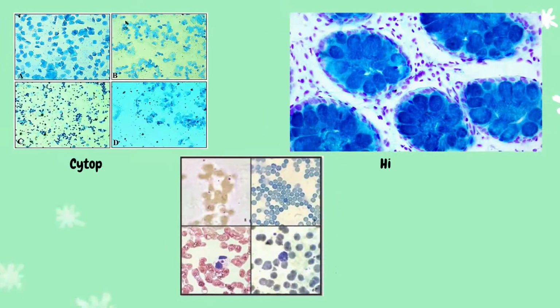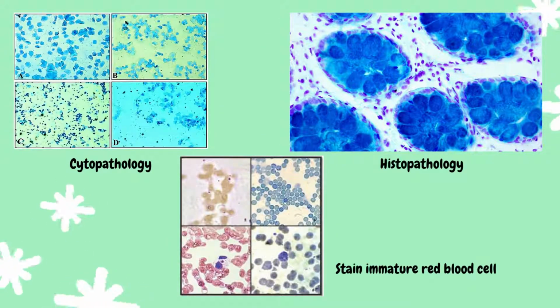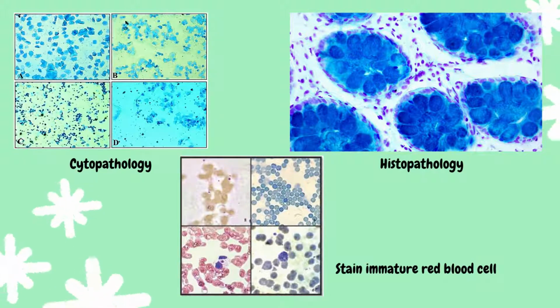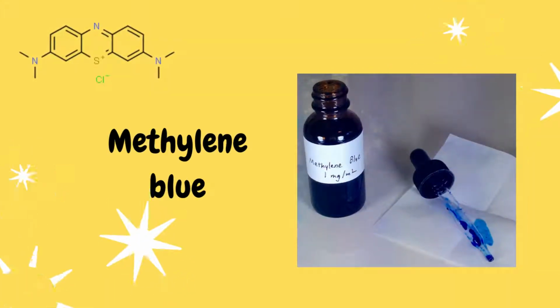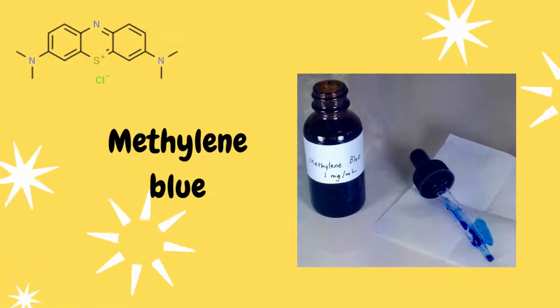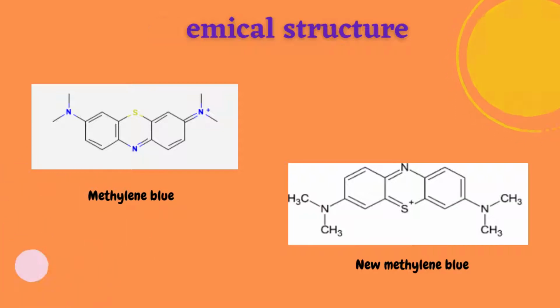NMB is a staining agent used in diagnostic cytopathology and histopathology, typically for staining immature red blood cells. It is a supravital stain. It is closely related to methylene blue, an older stain in wide use. New methylene blue is chemically different from methylene blue, which is a poor reticulocyte stain.